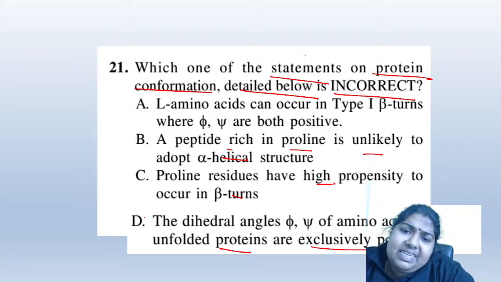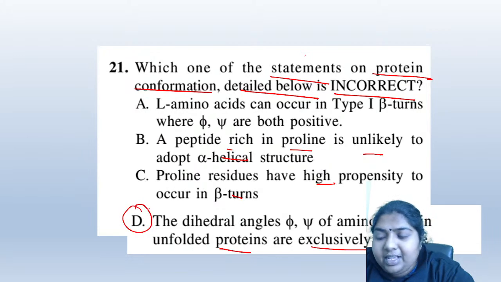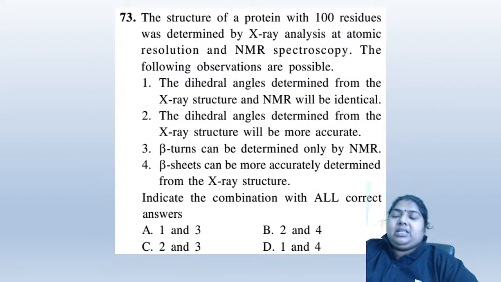Amrita. Yeah, D is absolutely going to be incorrect. You cannot say that they will be always positive. There is no correlation.